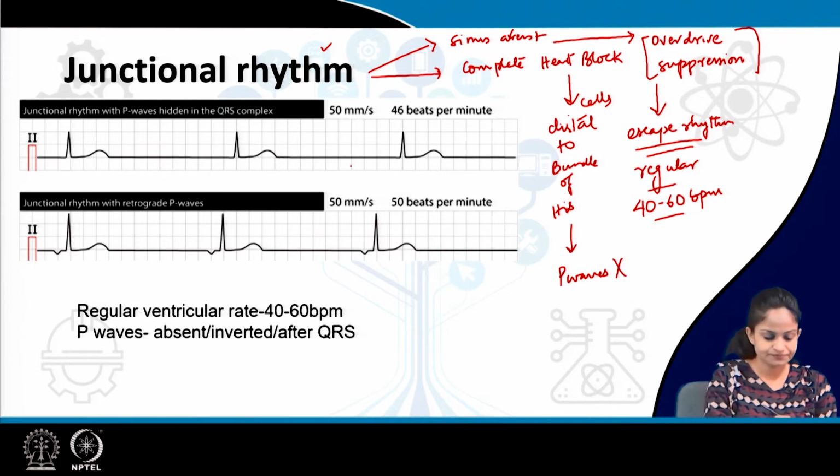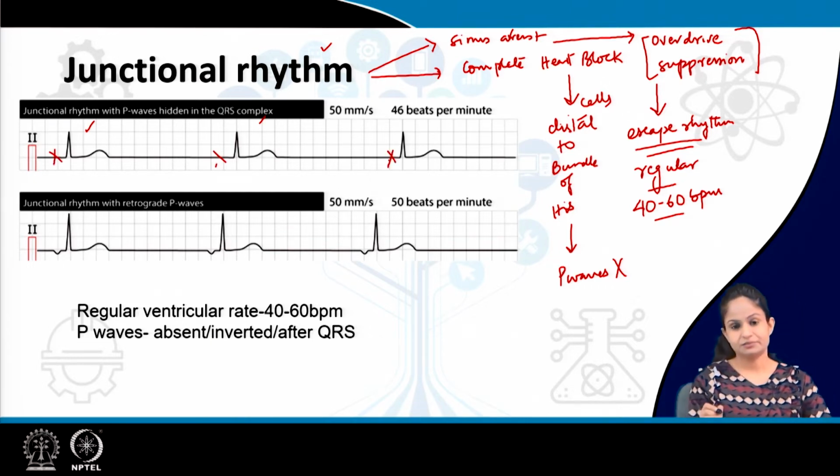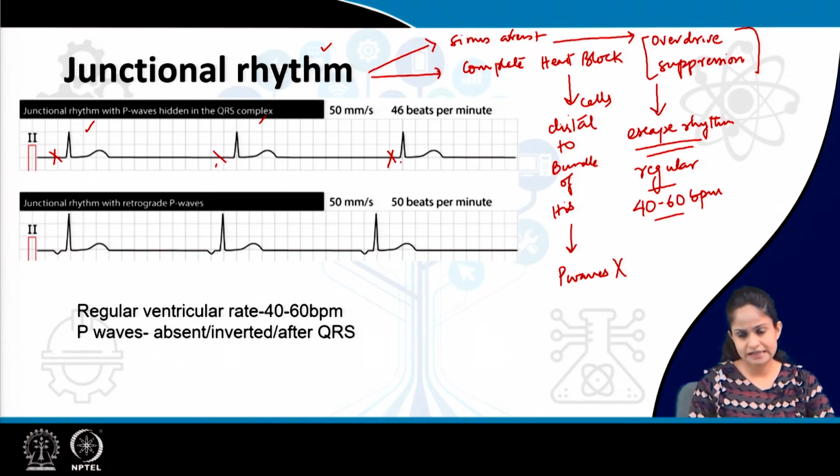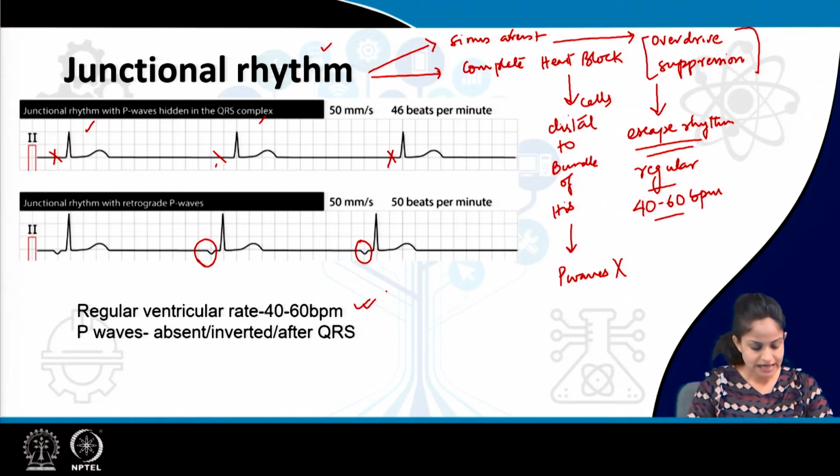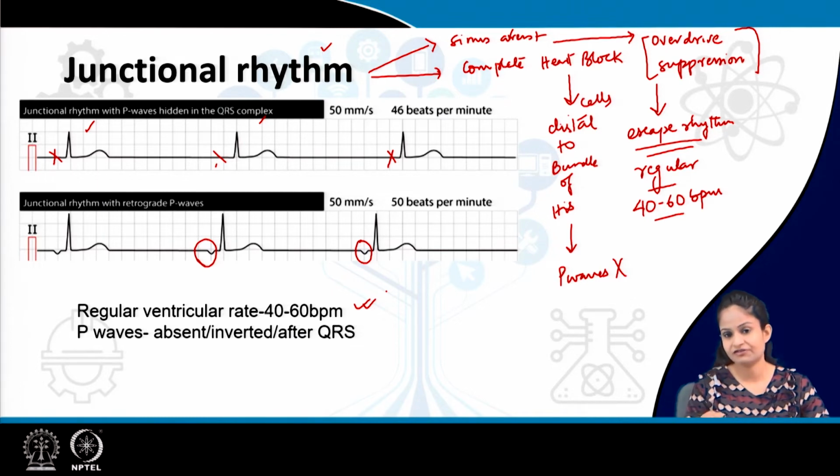This is a junctional rhythm which we are getting, and you see we are not getting any P waves over here. The rate is 46 beats per minute and we are not getting any P wave, but sometimes we can get retrograde P waves also. Here we are getting retrograde P waves also. So, a regular ventricular rate at the level of 40 to 60 beats per minute, and P waves are usually absent, or we can get inverted P waves after the QRS complexes, based on the timing of the depolarization of the atria and the ventricles. So, generally in junctional rhythm we get hidden or no P waves.